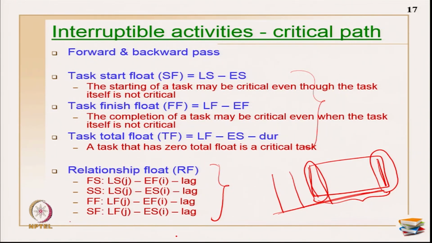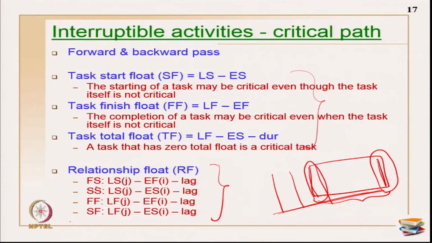Now, since there are many relationships comprising these activities, we should also calculate where the relationship floats are available. For each type of relationship there is a formula given here. For finish to start, the formula is late start of the successor activity minus early finish of the predecessor minus lag. For start to start, late start of the successor minus early start of the predecessor minus lag. For finish to finish, late finish of the successor minus early finish of the predecessor minus lag. For start to finish, late finish of the successor minus early start of the predecessor minus lag. That is how the formula is comprised for the relationship floats.